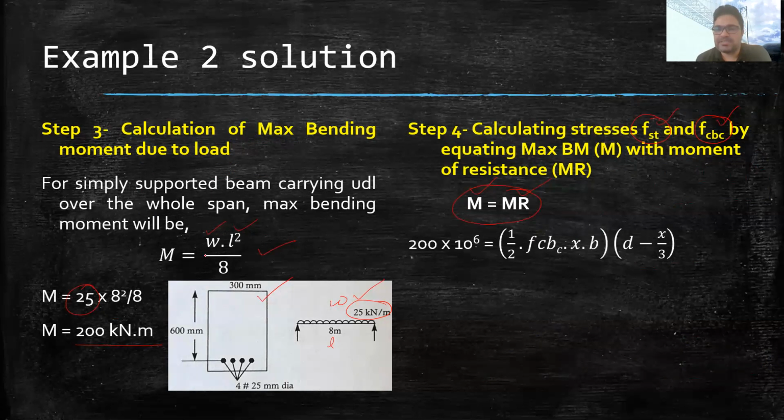So here you can see the M value we have already calculated. Now moment of resistance formula from the concrete side. So there you can see the whole formula I have written. It is from the concrete side.